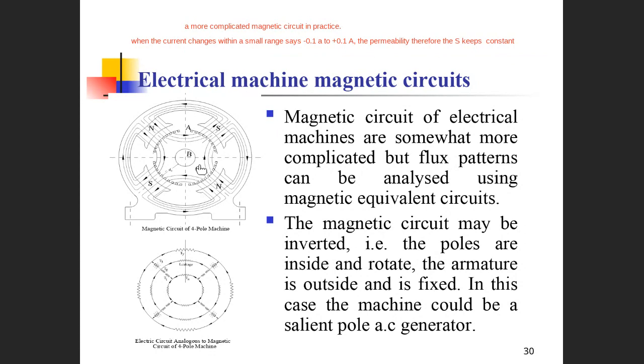Although, as I said, the reluctance, and therefore the permeability of the materials, changes with the current, nevertheless, when the current changes within a small range, for example from minus 0.1 amperes to plus 0.1 amperes, the permeability, and therefore the reluctance S, keeps constant. When the current is small, it is a constant, which makes things simple. Remember these points.